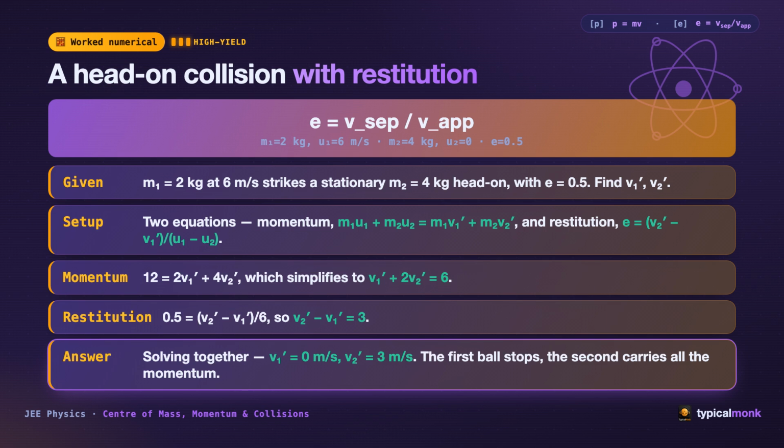Step 5. Solve the two together. v1 prime comes out to 0 and v2 prime comes out to 3 meters per second. The first ball stops completely and the second ball carries away all the momentum, and you can check it. 2 times 0 plus 4 times 3 is 12, exactly what we started with.